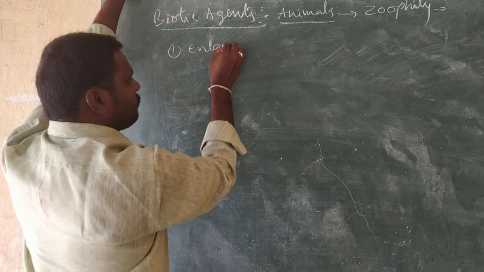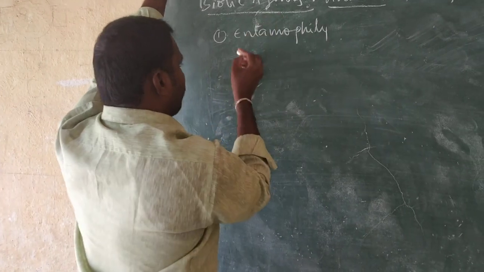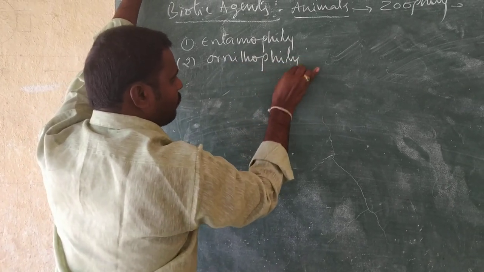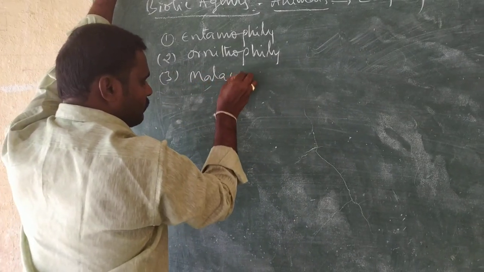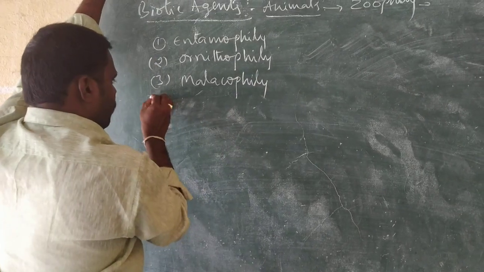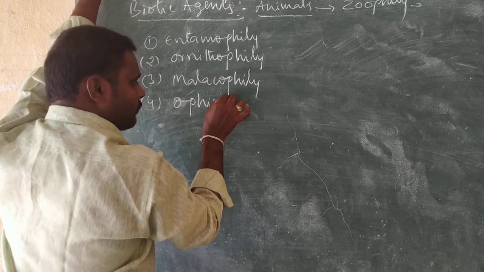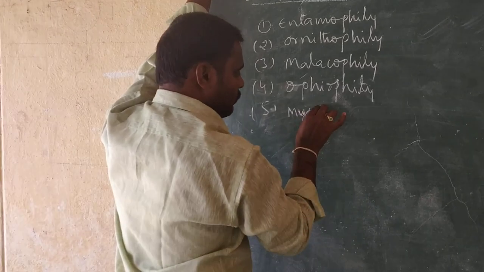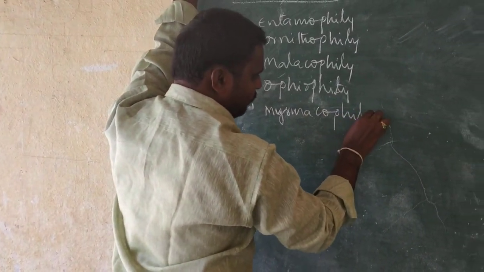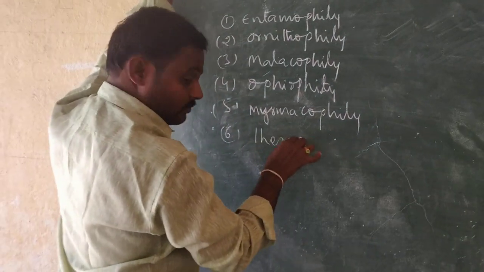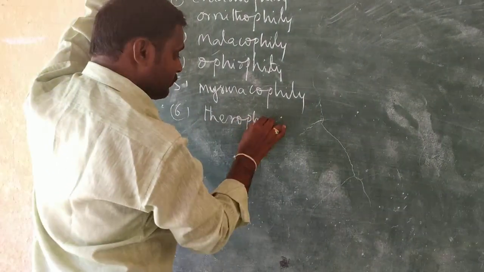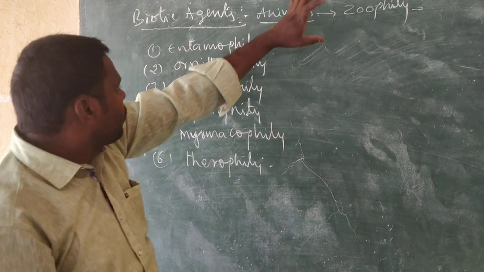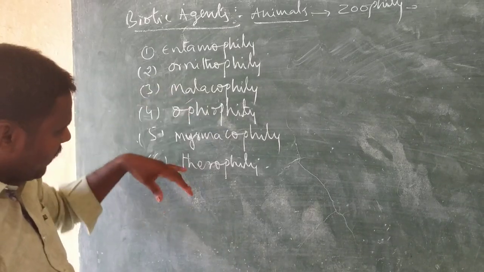First one is entomophily. Ornithophily. Malacophily. Ophiophily. Myrmecophily. Therophily. So these are all different types of zoophily. Pollination that takes place through animals is called zoophily. So zoophily is of different types: entomophily, ornithophily, malacophily, ophiophily, myrmecophily and therophily.